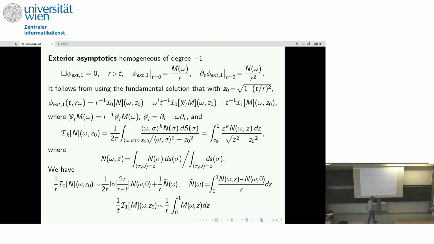I can turn this off now. You can show that it follows from this formula. Okay, this formula follows from the fundamental solution, with some manipulation. You would have to read the paper, I guess, to understand this. But to make a long story short, you can prove that you get this kind of expansion from initial data of exactly this form. So that's good news.